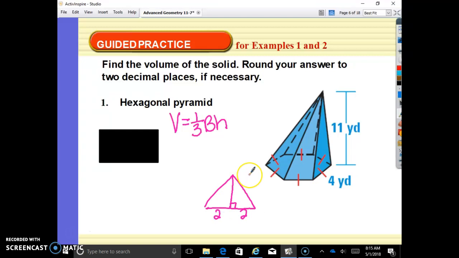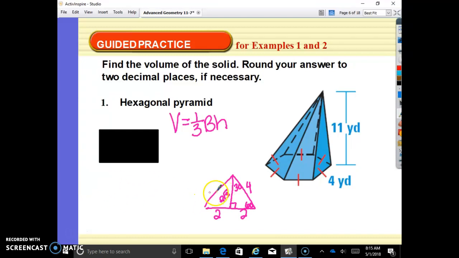What else do we know? We know that it's a hexagon, 2, 4, 6. So 360 divided by 6 is 60 degrees. So if this whole angle here is 60 degrees, then they're 30 each. So this is a nice little 30, 60, 90 triangle. x, 2x, x rad 3.